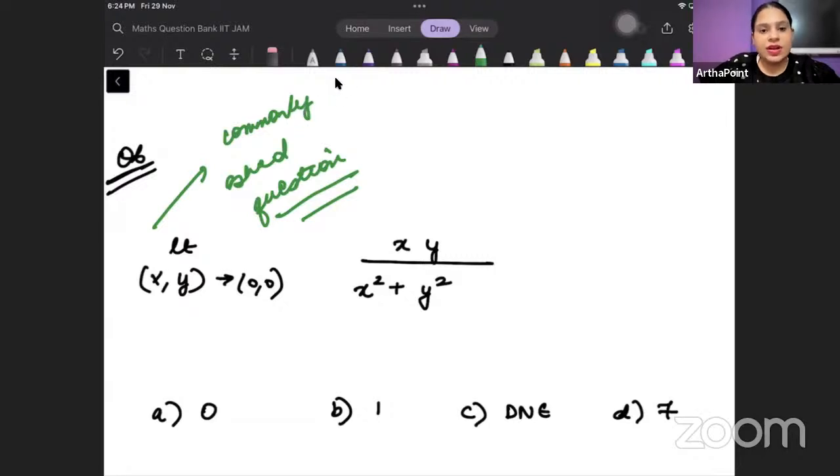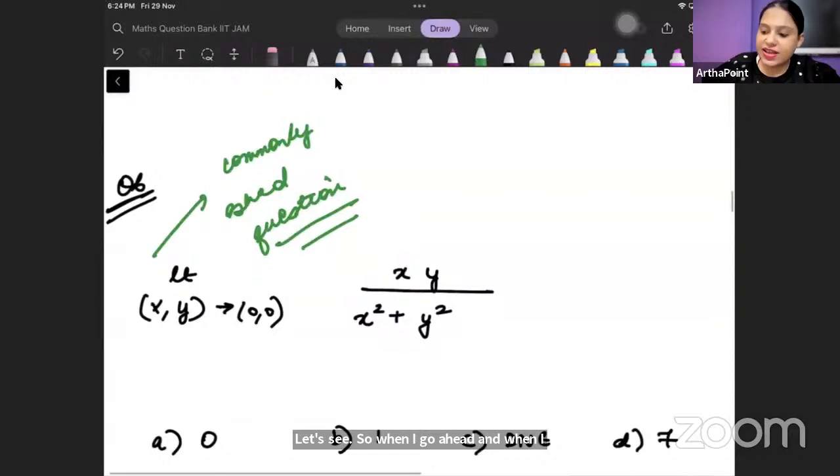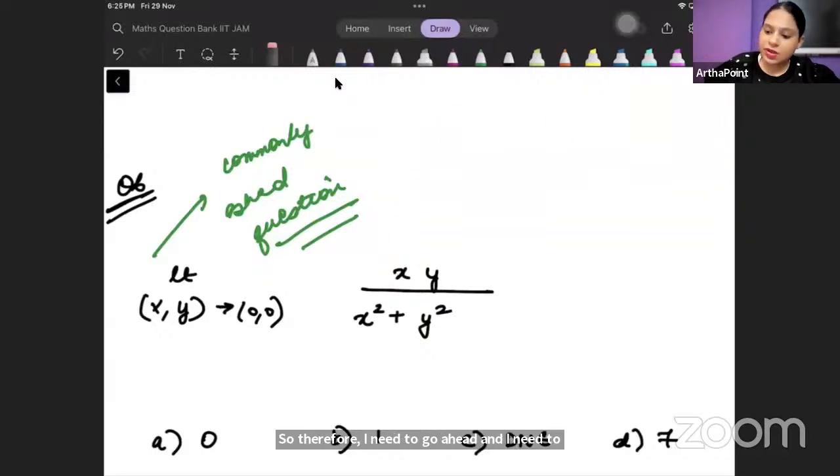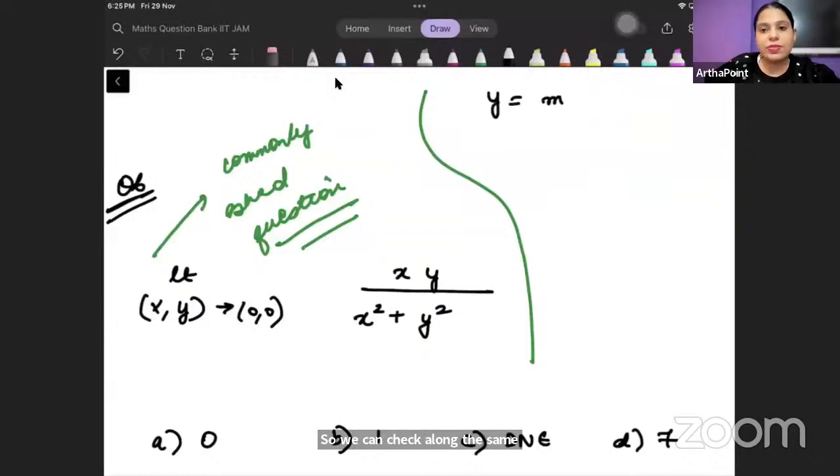Okay. Let's see. So when I go ahead and put x as 0 and y as 0, what will happen? 0 into 0 upon 0 square plus 0 square, 0/0 form. So therefore, I need to check along any path. So we can check along the same path, y is equal to mx. Okay, let's try along this path.